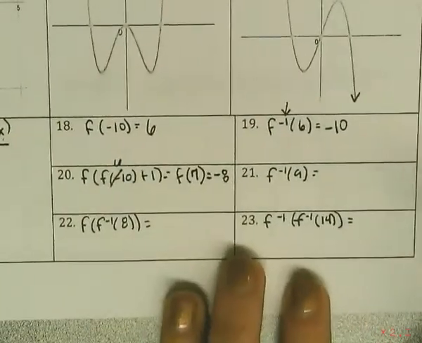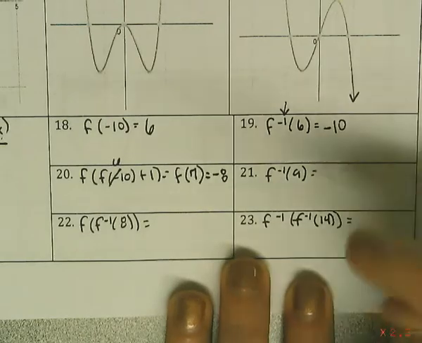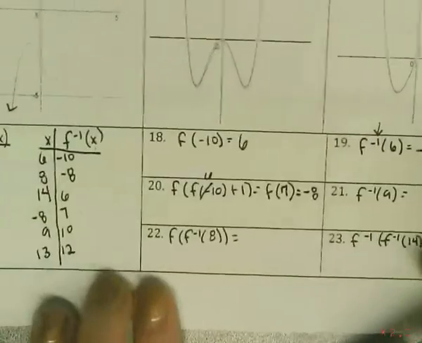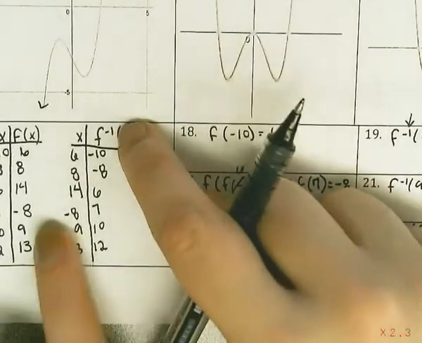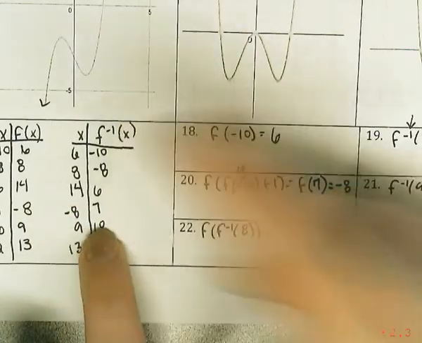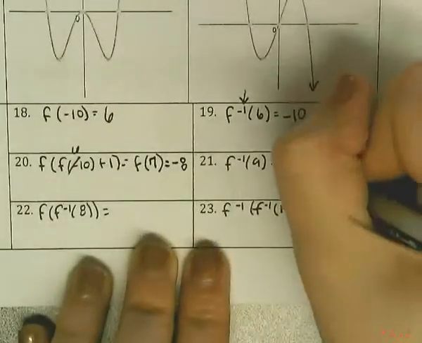Okay, 21, f inverse of 9. We're looking at the inverse side. Plug in 9, what do we get out? 10. So your answer is positive 10.